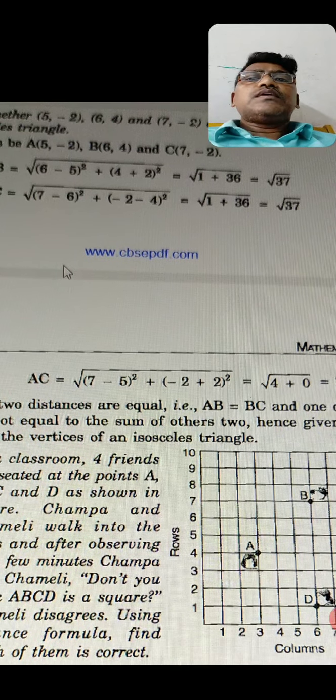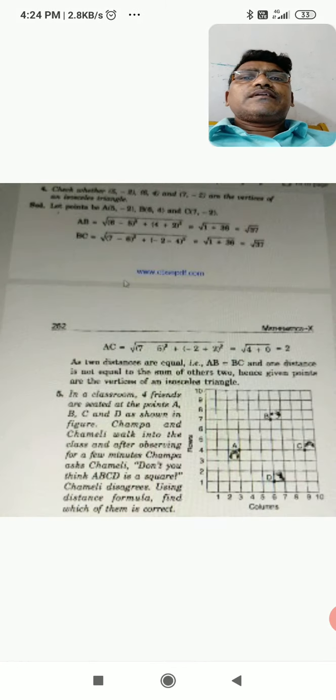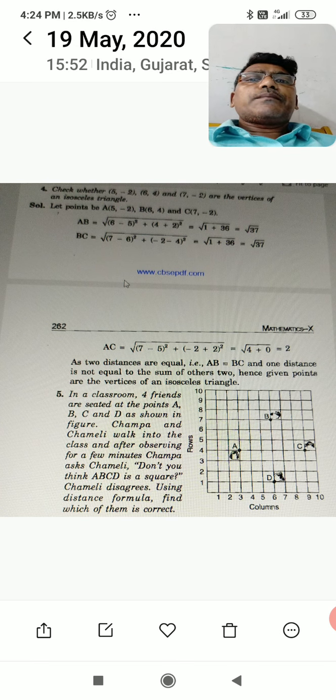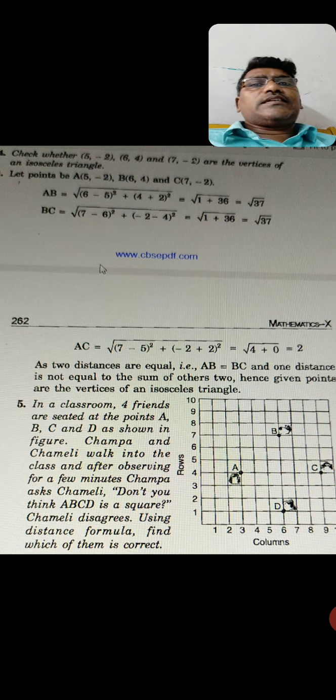So equal to 7 minus 6 becomes 1, square is 1, plus minus 2 minus 4 becomes minus 6. So minus 6 square, minus becomes plus only. 6 square is 36. Right? So 36 plus 1 is 37. So first AB equal to square root of 37 we got it. BC equal to square root of 37.